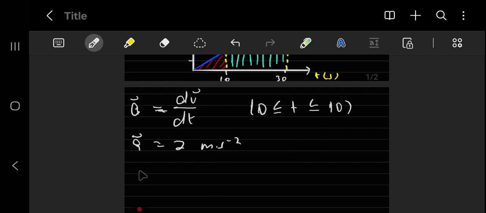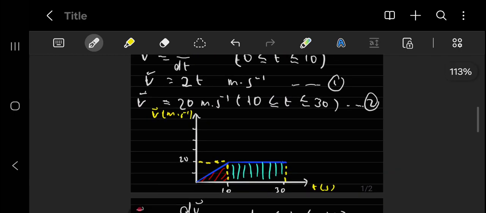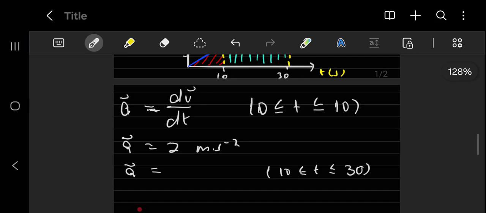What is going to be the acceleration? So acceleration is going to be equals to, this is my last region, from 10 seconds less than or equals to t, sorry, less than or equals to 30 seconds. All right, now in this case, we come back here, we look at our velocity, 20 meters per second, and it's a constant. So what is the derivative of a constant? Always 0 meters per second squared.